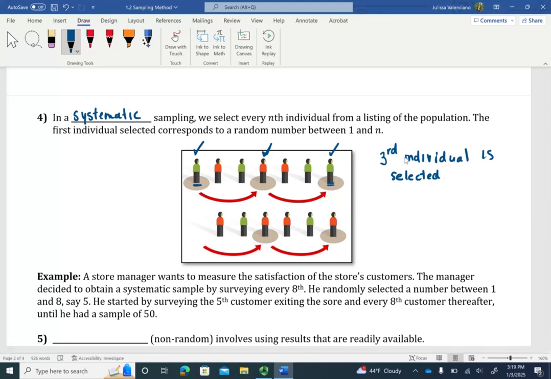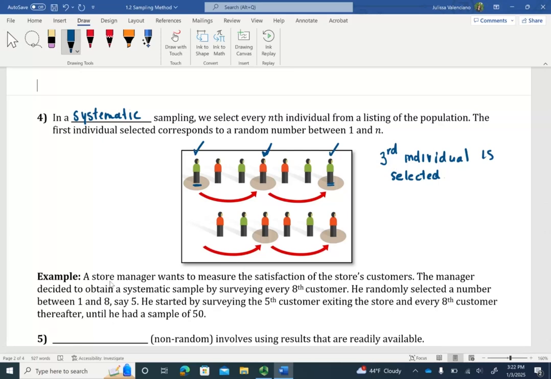Now, how do you know where to start? Once you decide that you're going to select every third individual, you need to randomly select a number between 1 and 3. In this visual, we're seeing that n is 3. So we randomly select a number between 1 and 3, and that tells you how to start. Let's say you randomly select number 2. That tells you that you're going to start with individual number 2 on your list. So individual number 2 is part of the sample, and after that individual, you select every third individual on your list.